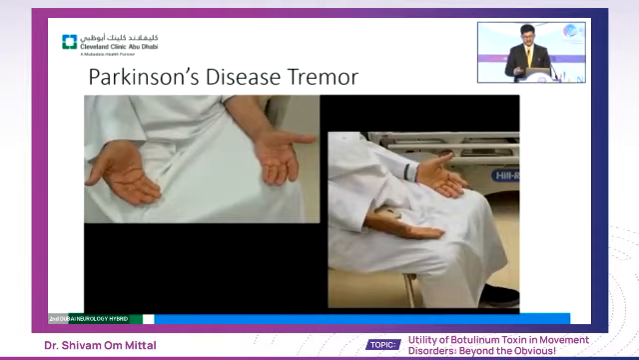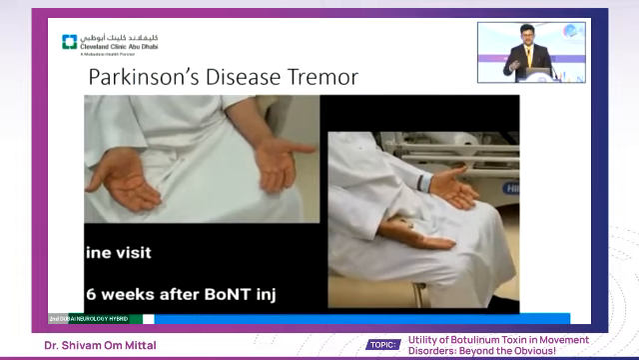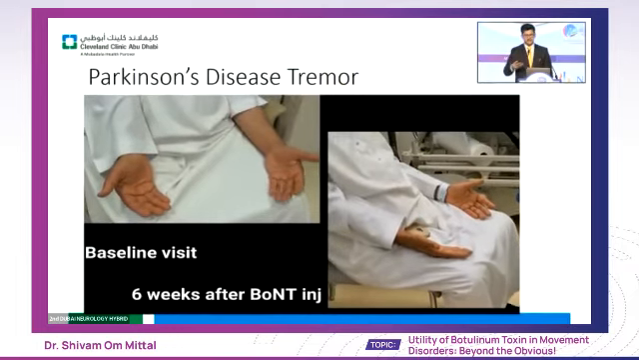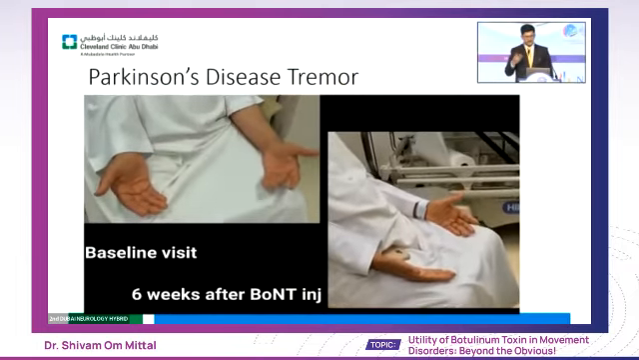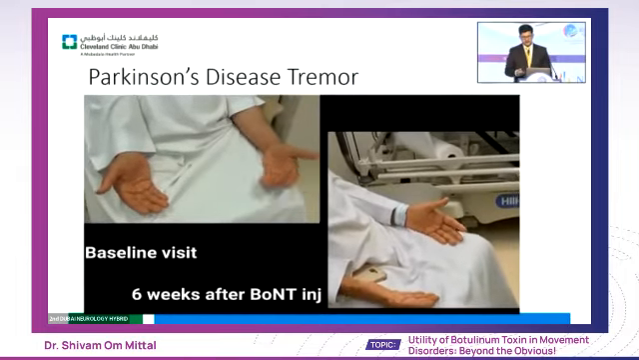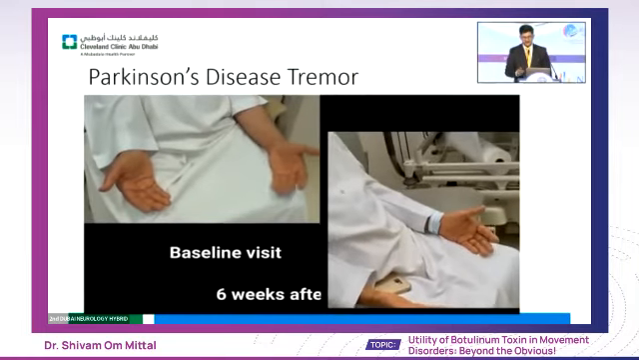You can see the tremor increases when the patient is counting backward. So now the patient is counting, and you can see the tremor amplitude increases. So it is always important to check for the tremor when the patient is distracted. He's counting backwards, and this is a post-injection video. So you can see the tremor is still there, but the amplitude is much better.